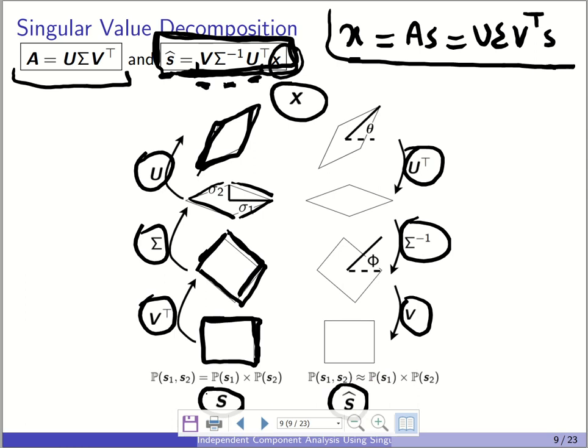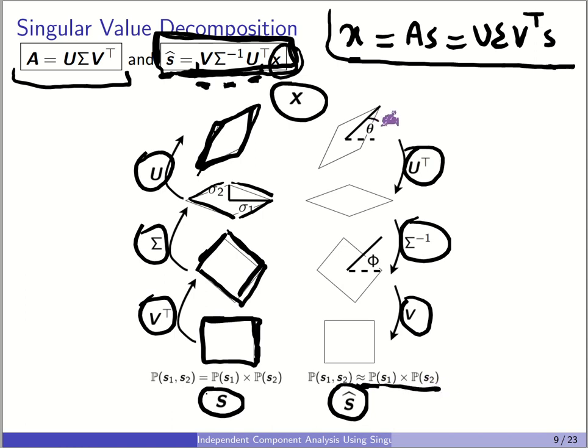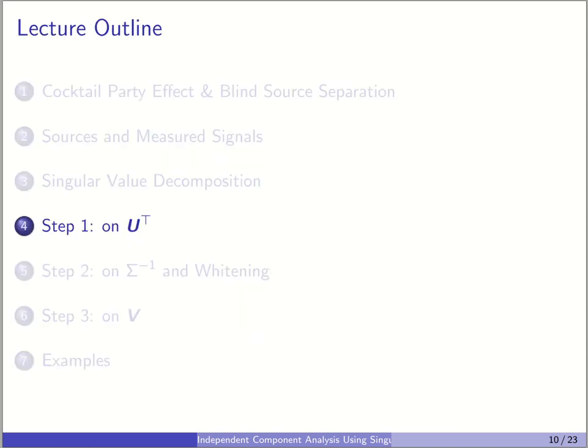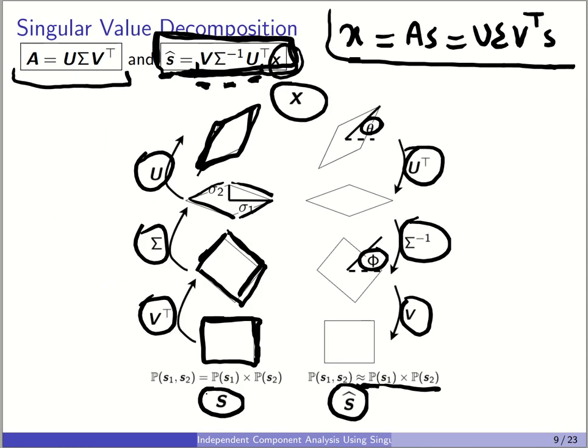Here S1 and S2 are not completely statistically independent, but this approximation is good enough. Therefore, approximately they are statistically independent. And assume the angle of this is theta, the angle of this is phi. We will compute these theta and phi in later slides. Good. This is the interpretation of SVD and ICA. This figure shows it completely. So you need to understand this figure very well, because everything depends on this figure. Now let's go to step 1. So this is step 1.